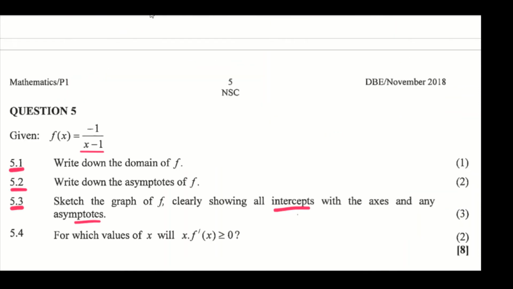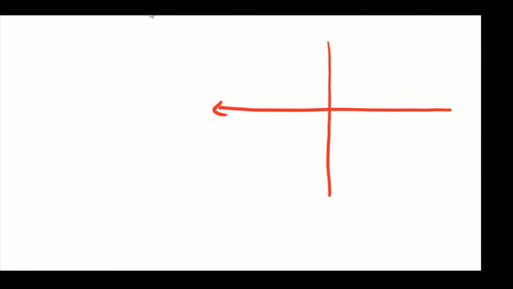Which values of x will x multiplied by the derivative of f of x be greater than 0? Remember that we drew our graph. Let me just redraw it again. We had a graph like this, with our vertical asymptote x equals 1 and horizontal asymptote y equals 0, and that was the point. So our graph looks something like that.